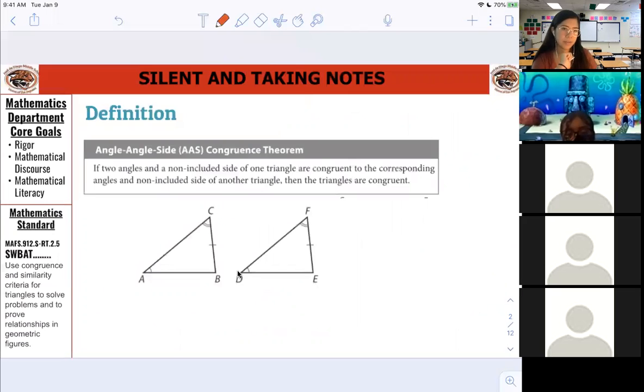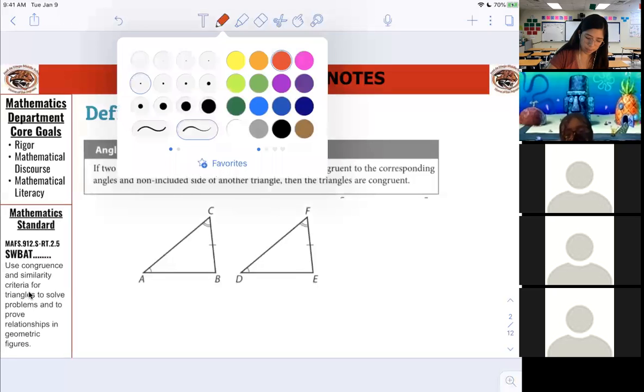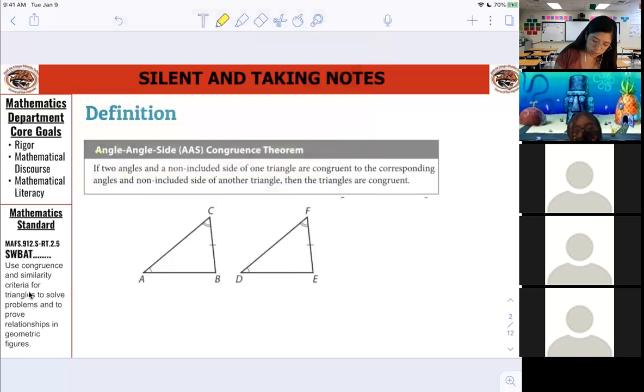Can I have a volunteer read for us the AAS congruence theorem? If two angles and a non-included side of one triangle are congruent to the corresponding angles and non-included side of the other triangle, then the triangles are congruent. Perfect. So I want everyone to go ahead and take about a minute to copy down the definition as well as the two triangles underneath, which are a good example of AAS.